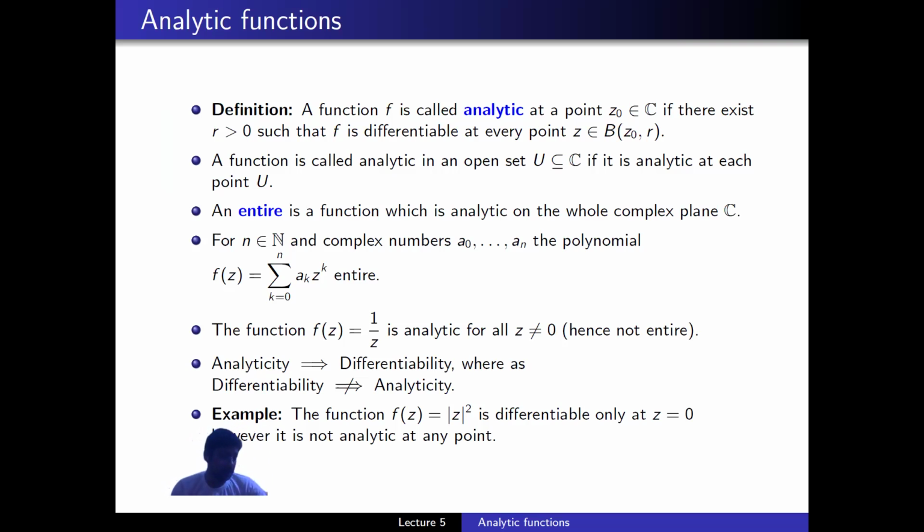For some n belongs to capital N and complex numbers a naught to a n, the polynomial f(z), which is defined by a naught plus a1 z plus a2 z square plus dot dot dot plus a n z to the power n, is an entire function. The function f(z) equal to 1 by z is analytic for every z not equal to 0. At z equal to 0, this function is not defined, therefore it cannot be analytic.